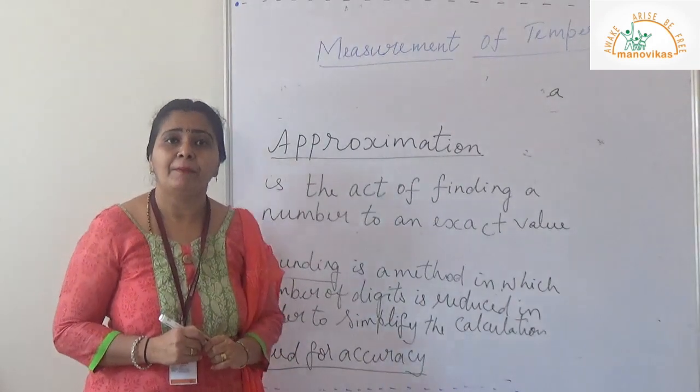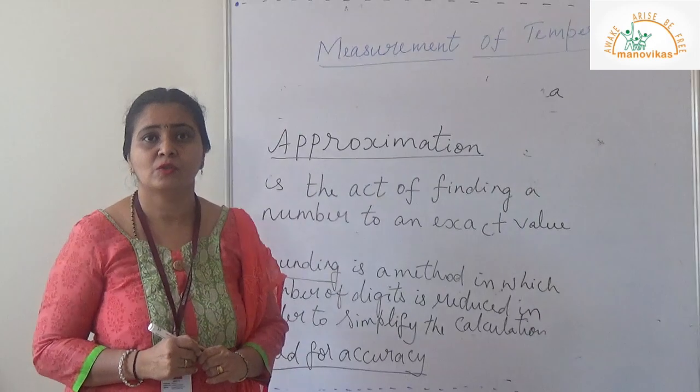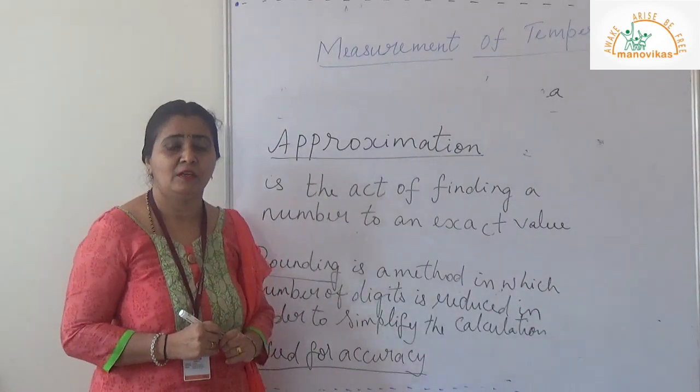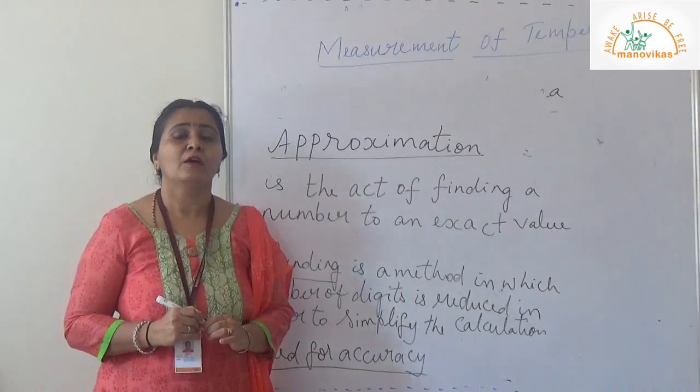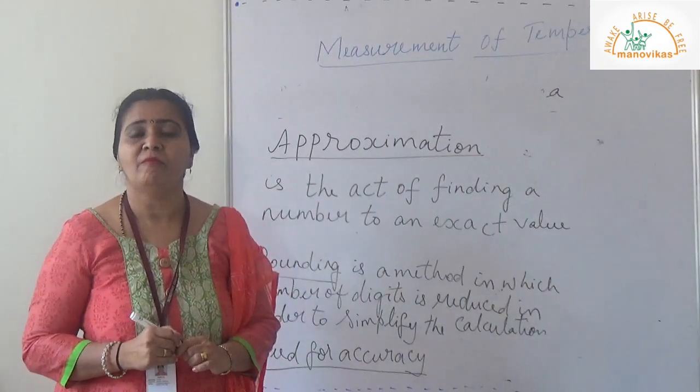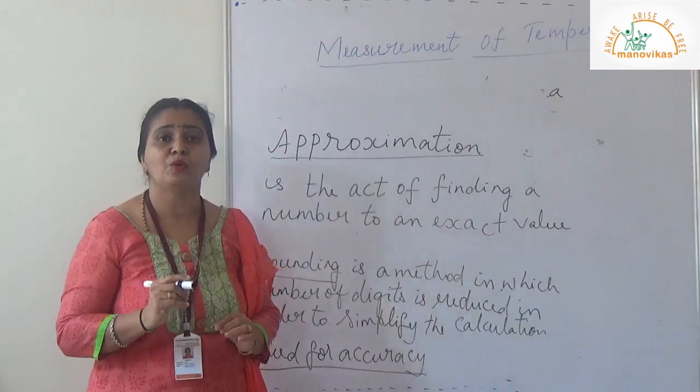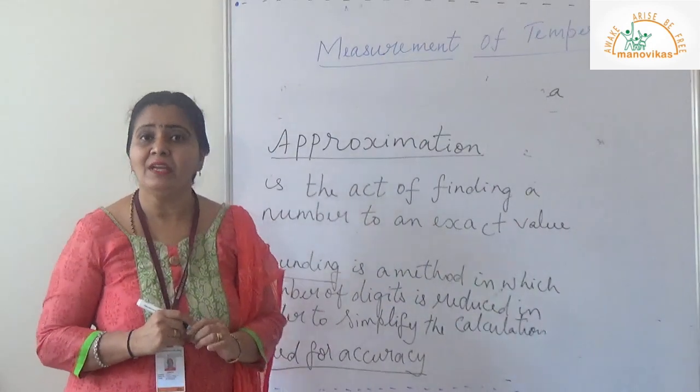For example, while preparing and giving medicines, you need an accurate measurement. And another example, while measuring the gold or silver in jewelry shop, we require accurate measurement. So accuracy is very, very important.